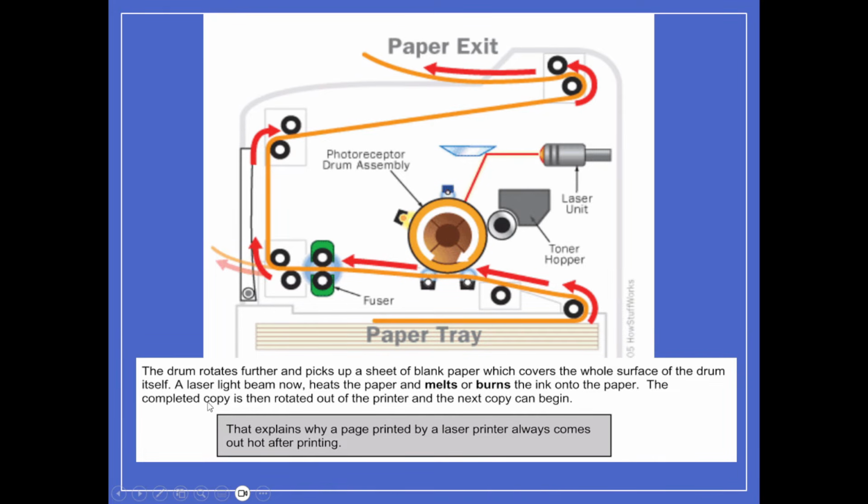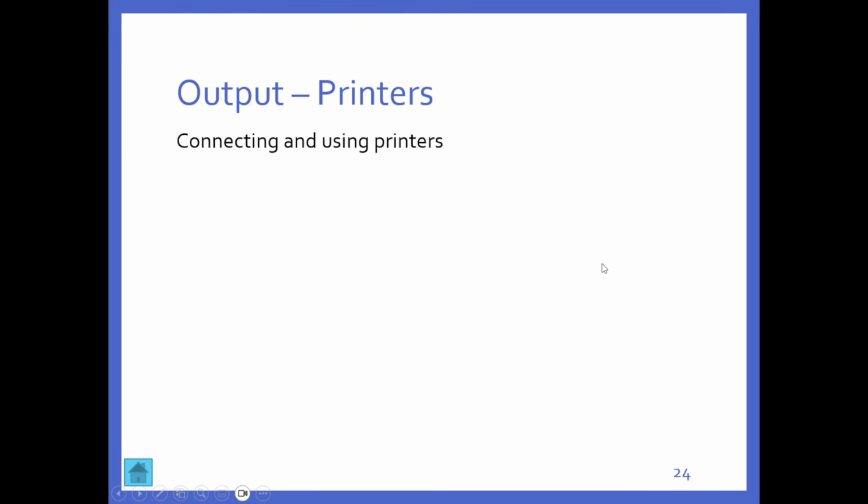The completed copy is then rotated out of the printer up here on top, and the next copy can begin again. This explains why a page printed by a laser printer always comes out hot after printing. It's actually the fact that the image or text or whatever it is is burned onto the page.